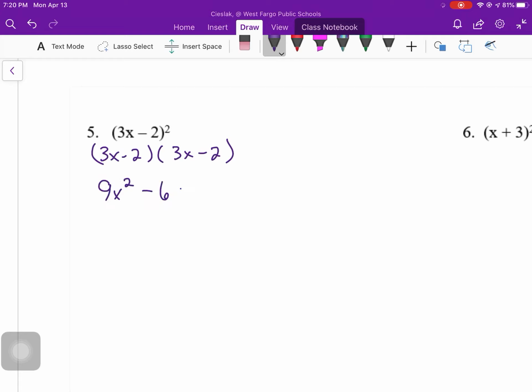My outside is minus 6x. My inside is minus 6x. And my last is going to be plus 4. This would give me 9x squared minus 12x plus 4.